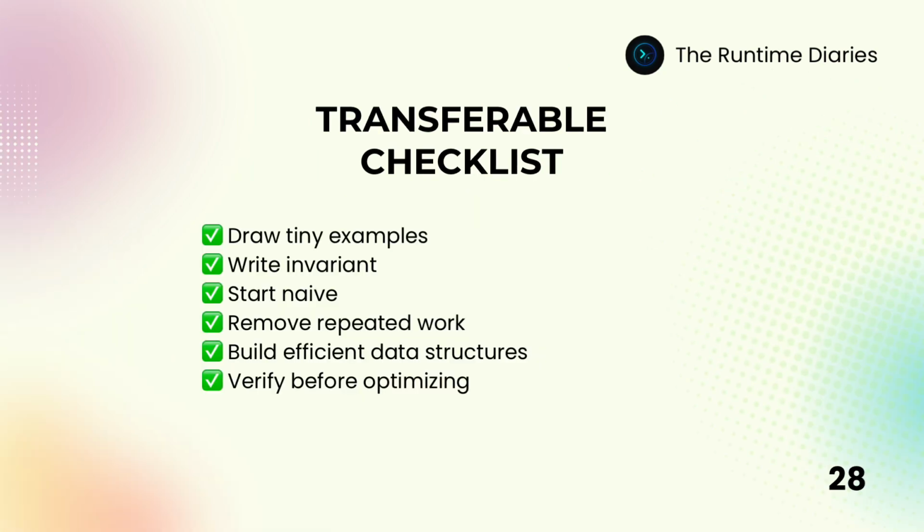So how do you apply this way of thinking to other geometry problems? Always start by drawing tiny examples. Write your invariant, what must always be true for a solution. Build a naive approach that enforces it. Remove repeated work by spotting structure. Use preprocessing to make lookups fast, and test with edge cases before optimizing code.